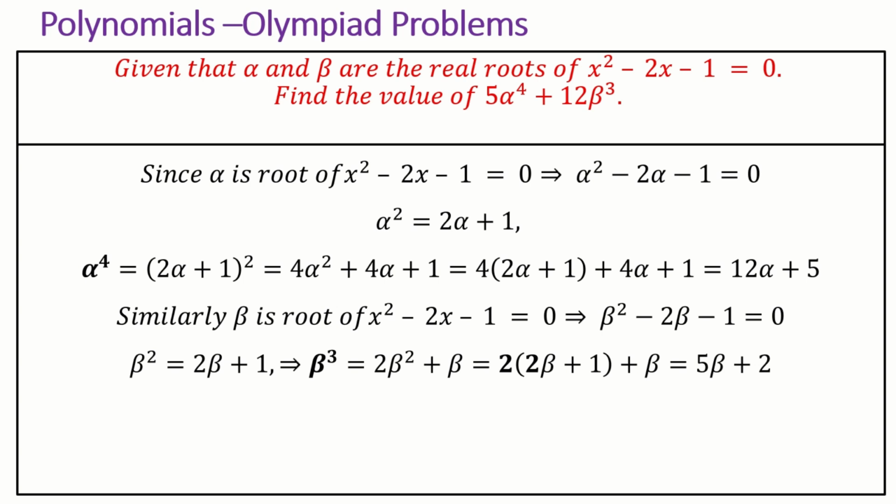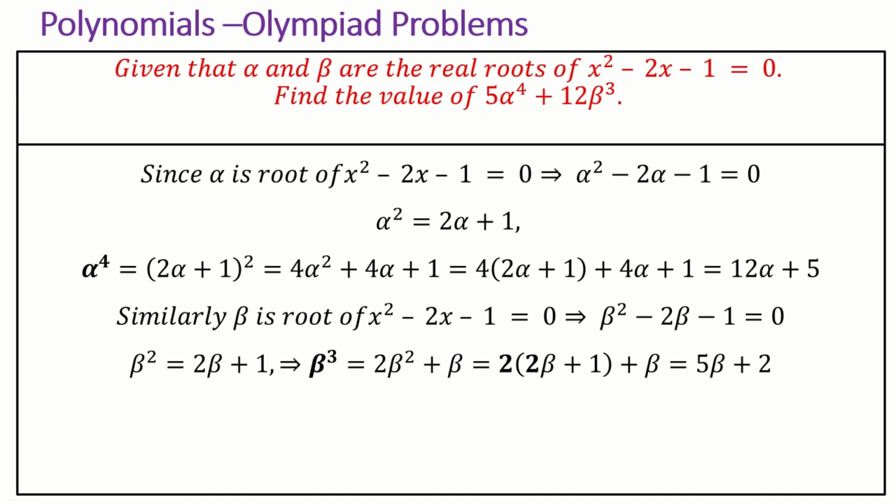So beta square equals 2 beta plus 1. So beta cube is nothing but 2 beta square plus beta. Okay, so beta square I will replace. So 2 into 2 beta plus 1 plus beta, or 5 beta plus 2. Okay, so these are the two values.